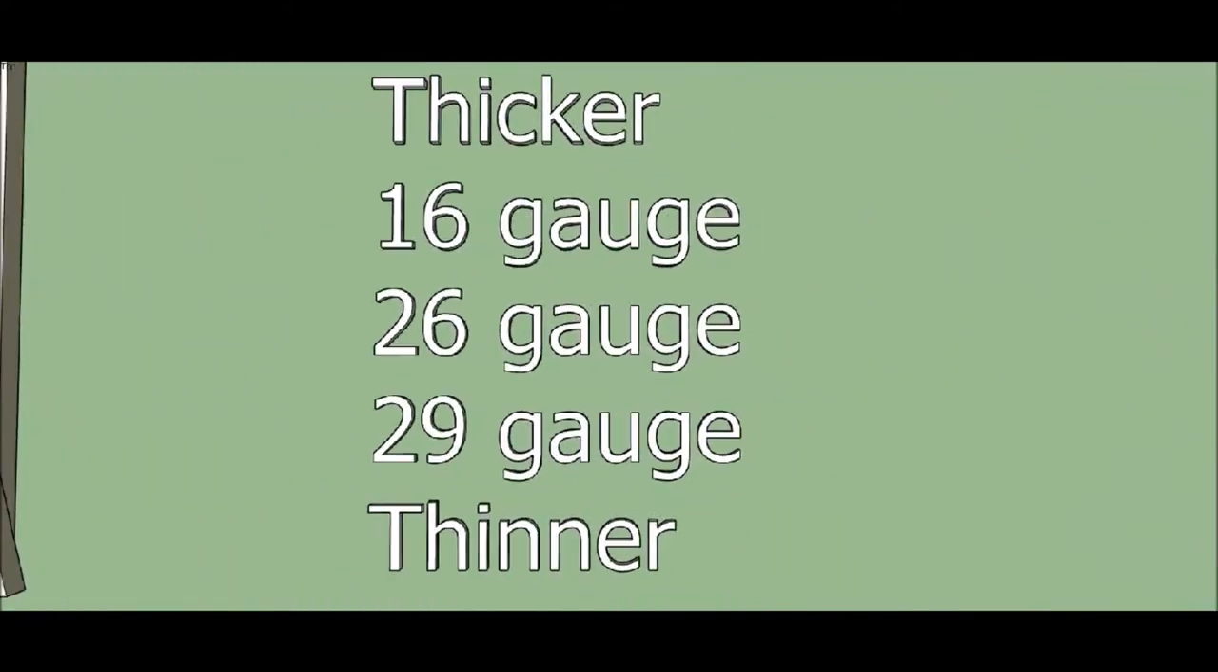When someone mentions gauge, they are talking about the thickness of the metal siding or roof. Most buildings are constructed with either 29 or 26 gauge, and the lower the number, the thicker the metal. For instance, 16 gauge metal is thicker than 29 gauge.